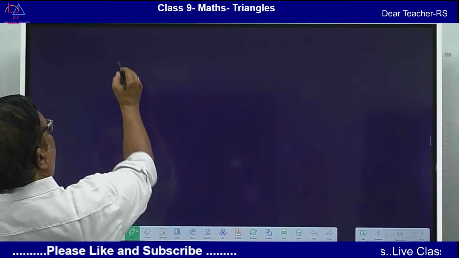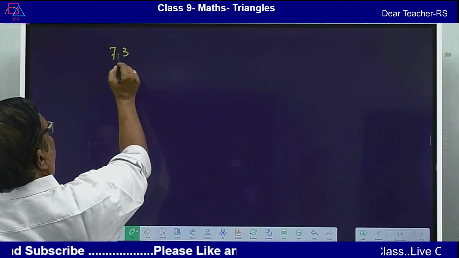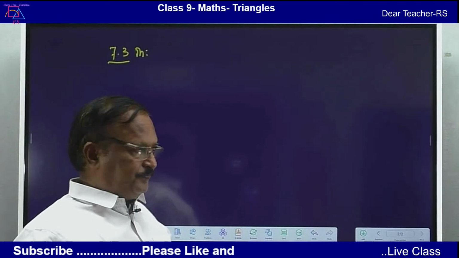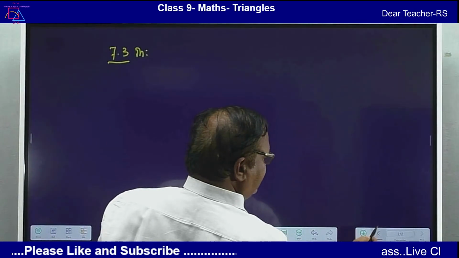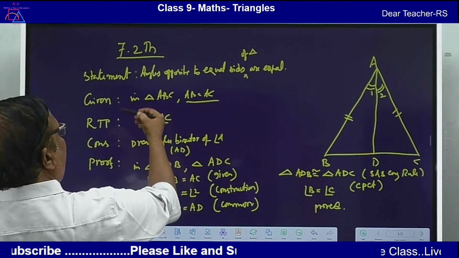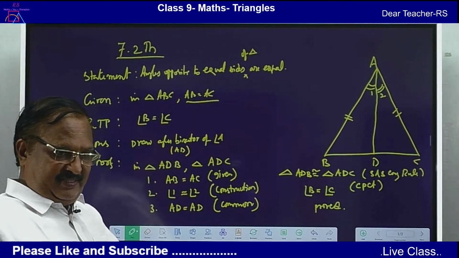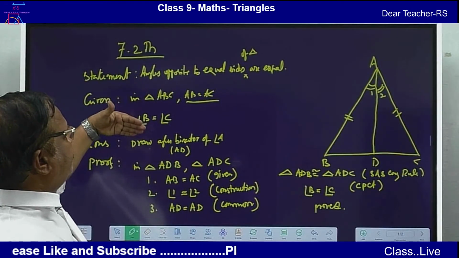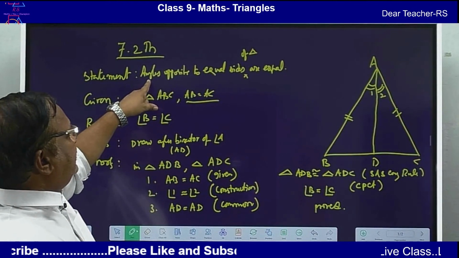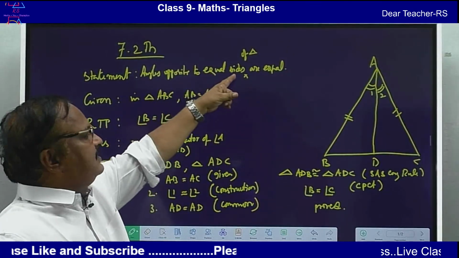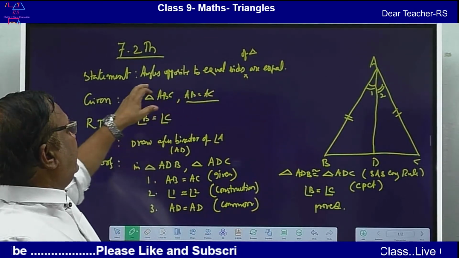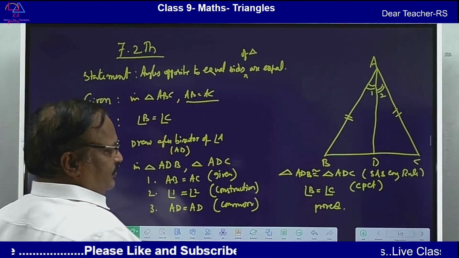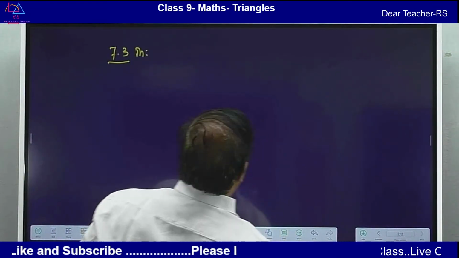7.2 theorem is over. 7.3 theorem. This is the converse of 7.2. Converse means, say, given and RTP will interchange. Converse ante ఈ B is equal to C పైకి వెళ్తుంది, ఇది కిందకి వస్తుంది. సో ఇక్కడ యాంగిల్స్ సైడ్స్ అవుతాయి, సైడ్స్ యాంగిల్స్ అవుతాయి. So then sides opposite to equal angles are equal. So that is the theorem.